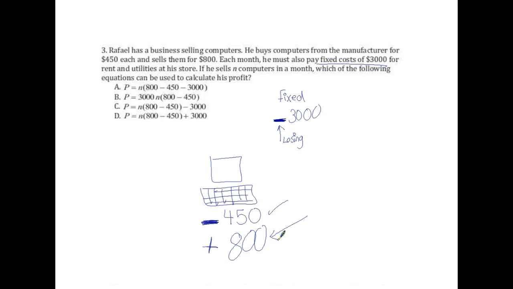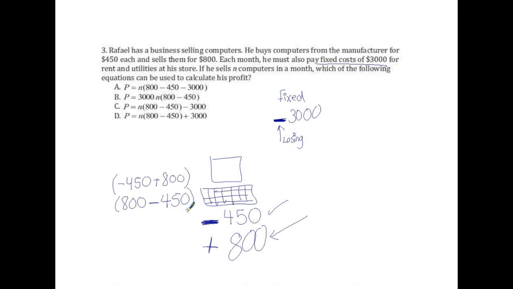So, if we look at how much money did he make just for that one computer, it is negative 450 plus the 800 that you're going to pay him. So it's negative 450 plus 800, or 800 minus 450. So this is only for one computer.